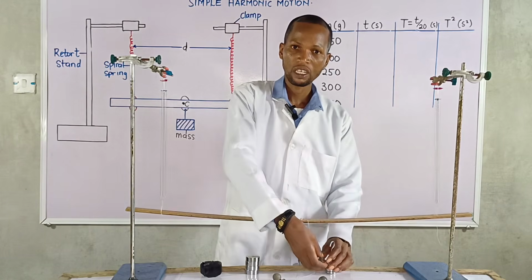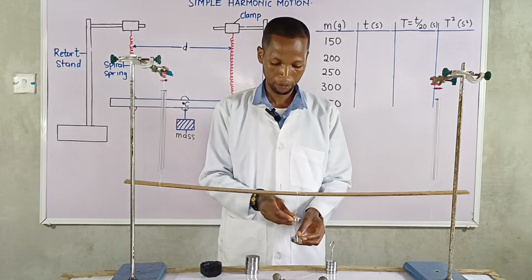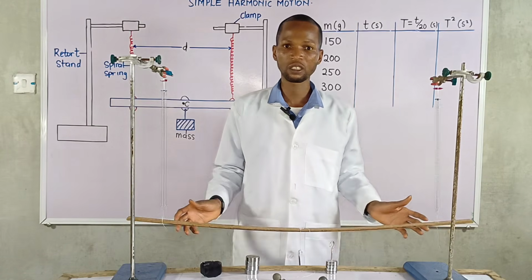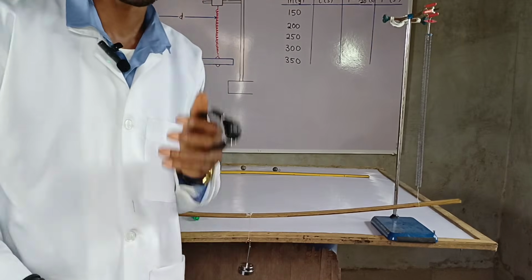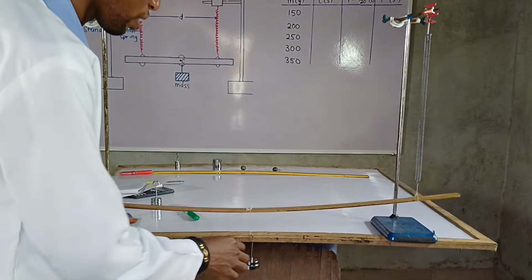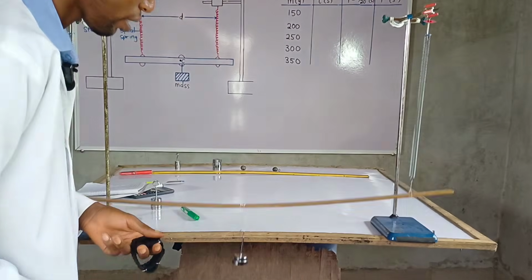So I have a 50-gram mass to be added to 100 grams, so we can put this into oscillation. I'm going to put the 150-gram mass into oscillation at an amplitude of 5 centimeters. So we pull it down gently and release.